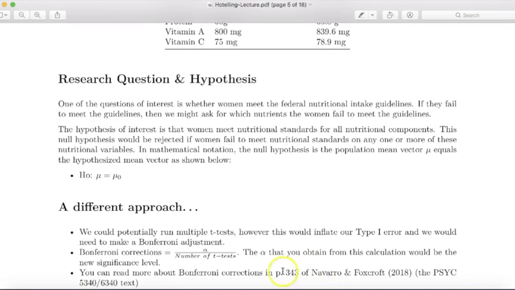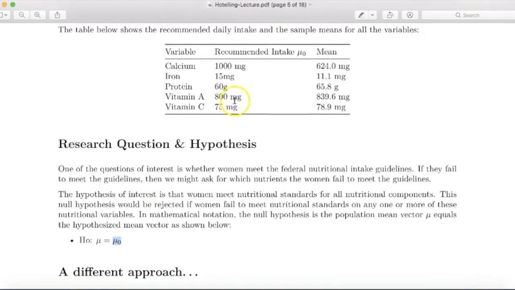And you can read more about it on this page in the Navarre and Foxcroft textbook if you want to. I like my equation better. I think they have a more complicated equation, but I feel like the content of the section would still help you. Remember, this is a single sample, so our null hypothesis would be mu equals whatever the population value is. And here it will be essentially 1,000 for calcium, 15 for iron, and so on.